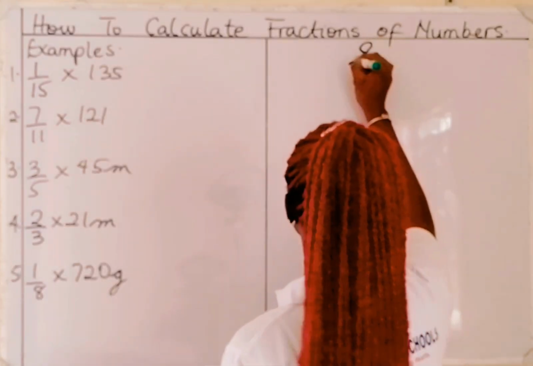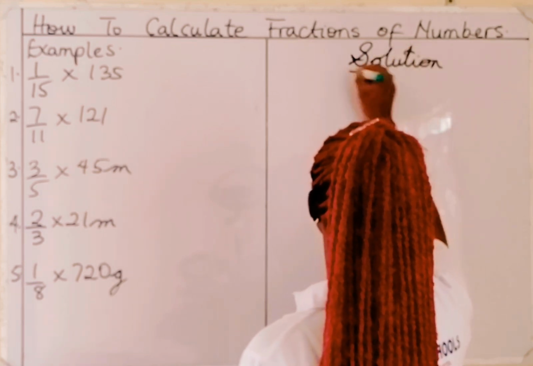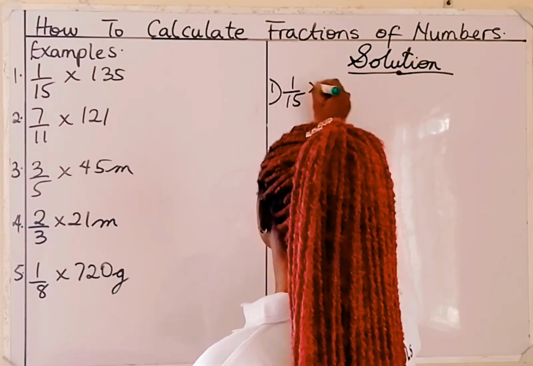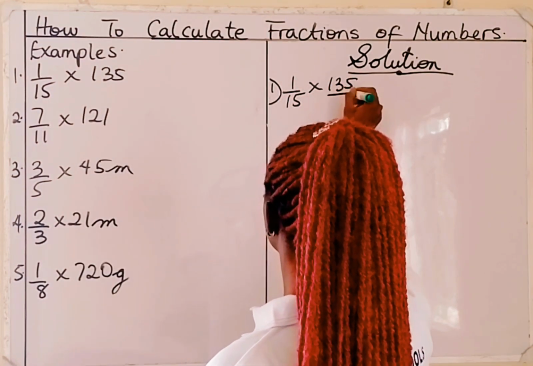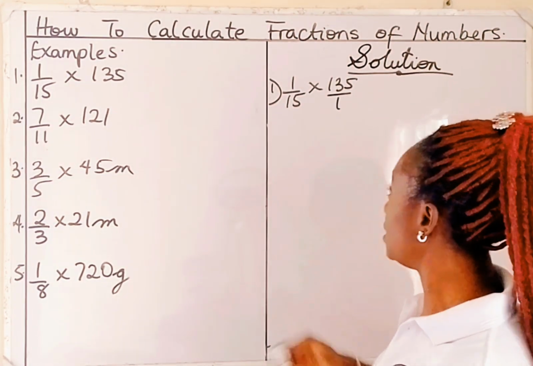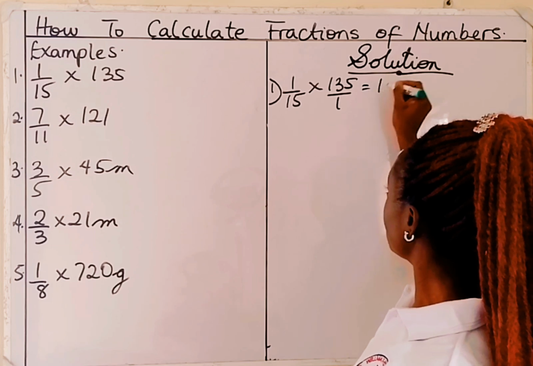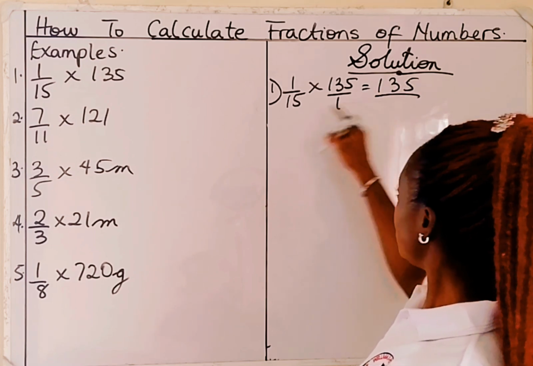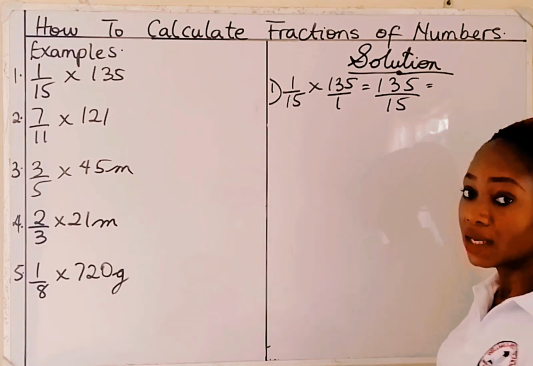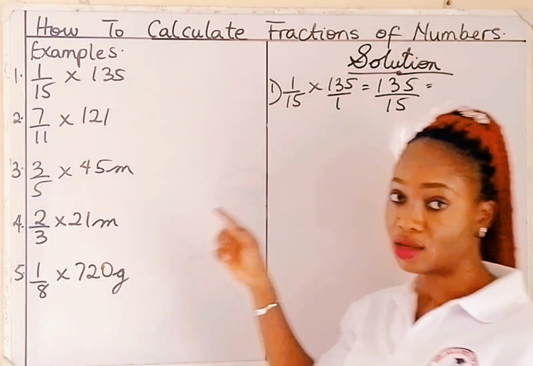Solution. Number one, we have 1/15 times 135 over 1. Now, when you see a fraction like this, it simply means what? You multiply. 1 times 135 gives us what? 135. Then 15 times 1 gives us what? 15. Okay? It's easy to multiply it this way when you have 1 as the what?